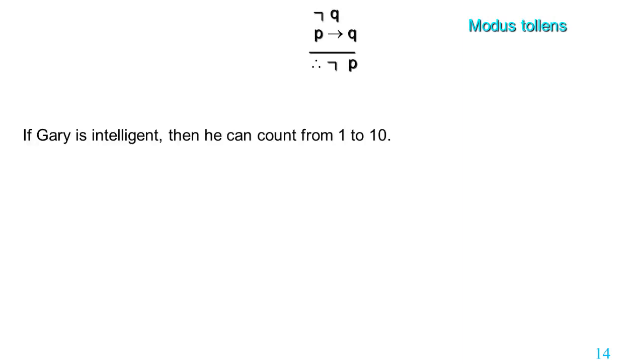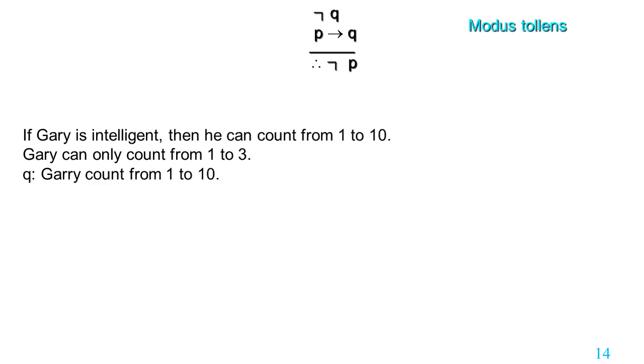Now it is modus tollens. How is it applied? There is a statement: if Gary is intelligent, then he can count from 1 to 10. Gary can only count from 1 to 3. Now, the statements are propositions. Q stands for Gary can count from 1 to 10.